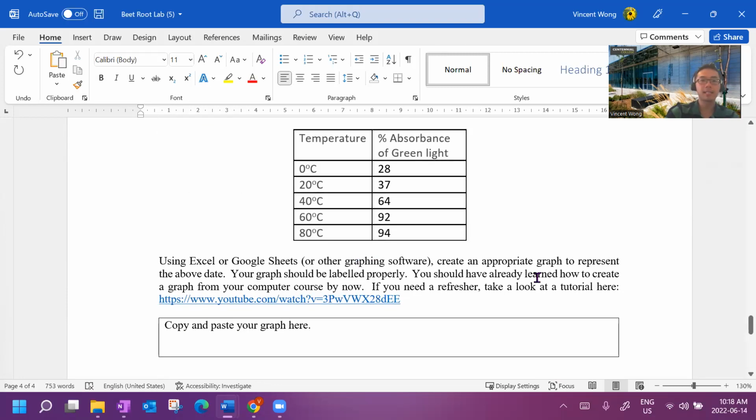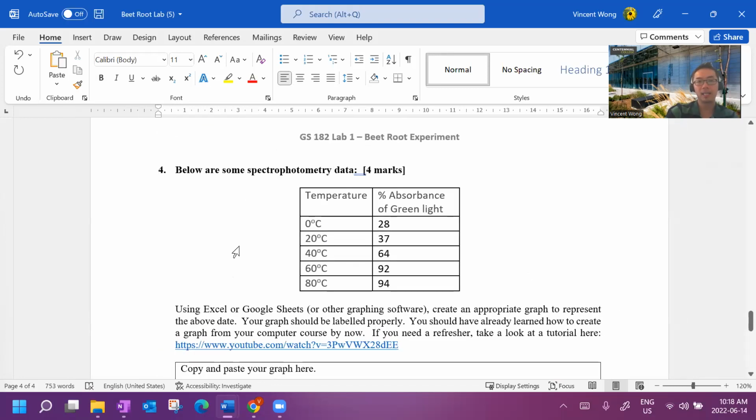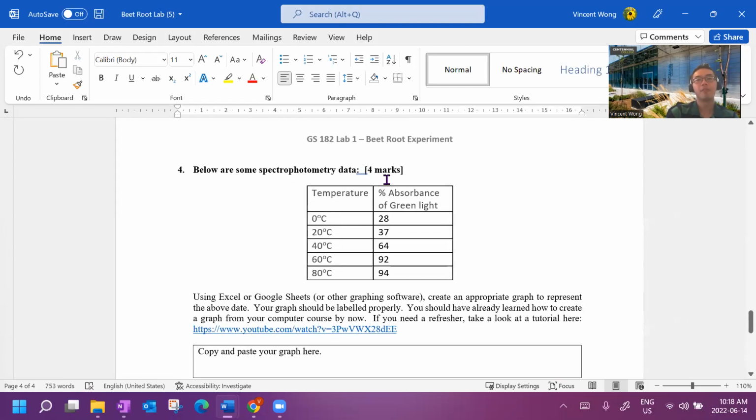And then here, to me, this is like giving away 4 marks very easily. All you need to do is plot this data. This data plots the absorbance versus temperature. Now, in order to get 4 marks, you need to have proper labels on the y-axis and the x-axis. You need to have a title for your chart, and you need to choose the right type of chart. Again, the person in the video actually did a graph, so just make sure you watch the whole thing, and you will know what graph to use.